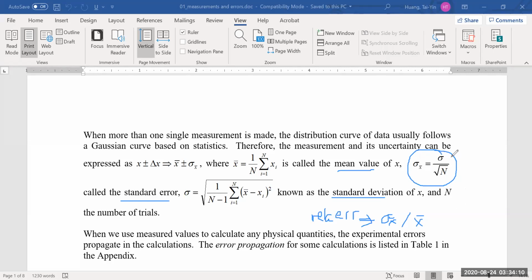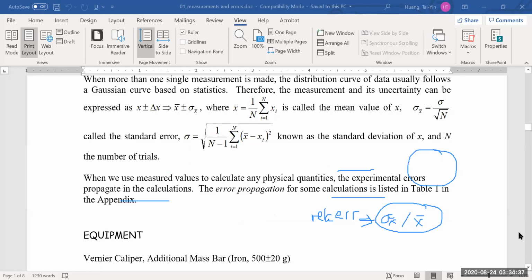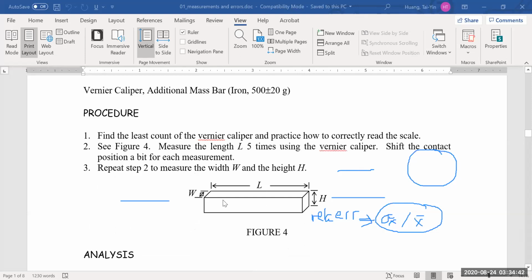This is the standard error. This is the relative error, which is the standard error divided by the mean value. So when you take the measurement 100 times, 1,000 times, how are you going to account for the error from this batch of measurements? Statistically, this is how you're going to do it. So today, what you're going to do is you're given an iron bar, and the iron bar comes with a width, a length, and a height.